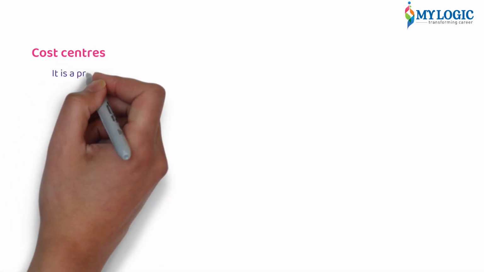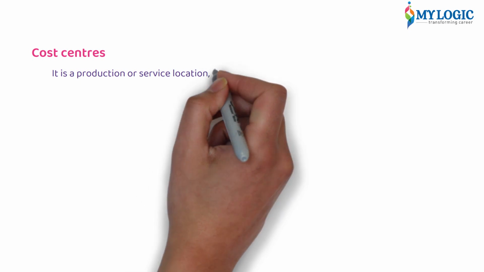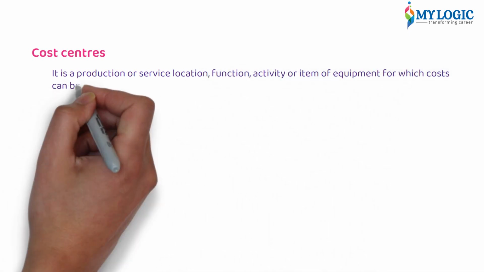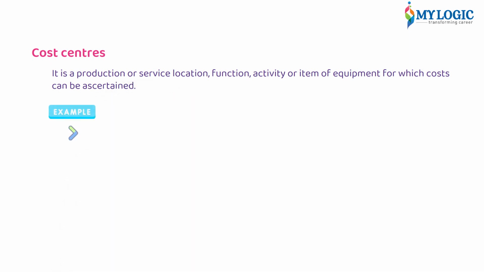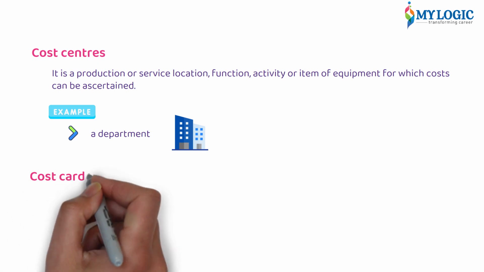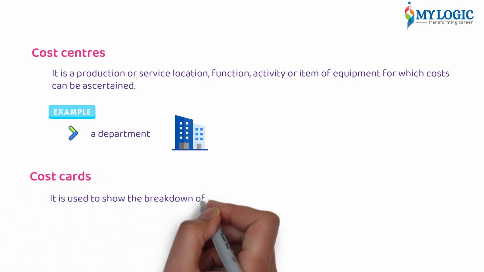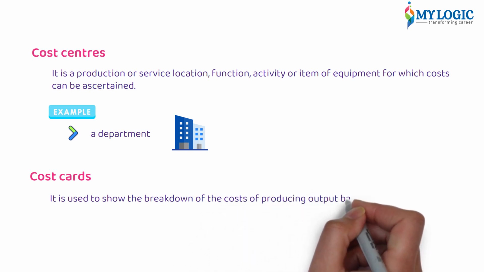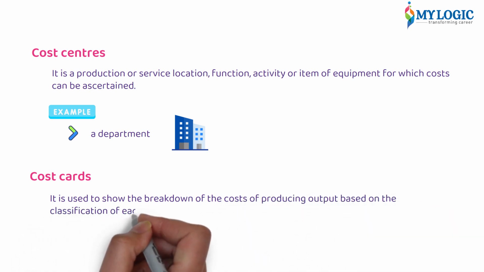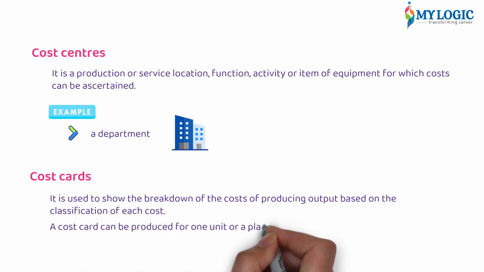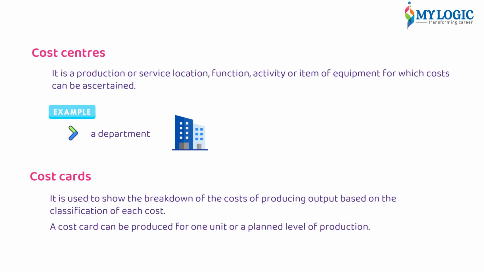Cost centers. It is a production or service location, function, activity, or item of equipment for which costs can be ascertained. Examples: a department. Cost cards. It is used to show the breakdown of the costs of producing output based on the classification of each cost. A cost card can be produced for one unit or a planned level of production.